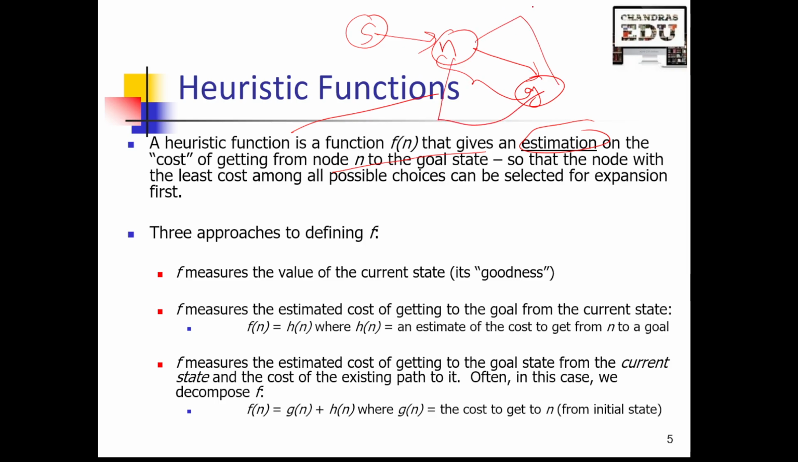Whichever node has the lower cost, it may be distance, it may be straight line distance, there can be different factors by which we can represent the heuristic function. We'll take that parameter, and based on that, whichever is less, we'll choose that and find the solution. So the least cost among all possible choices can be selected for expansion first. We can go this way to the goal node, and we can go even this way to the goal node, but we'll prefer this way.